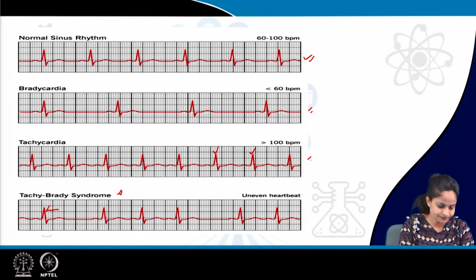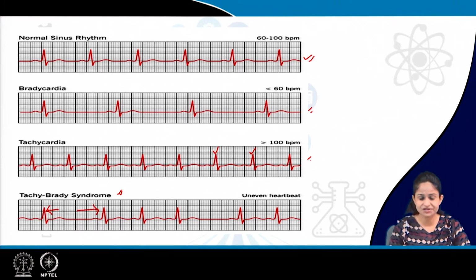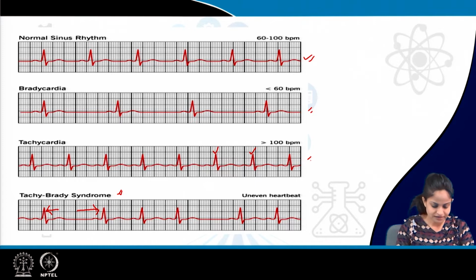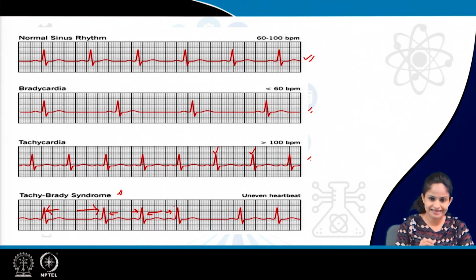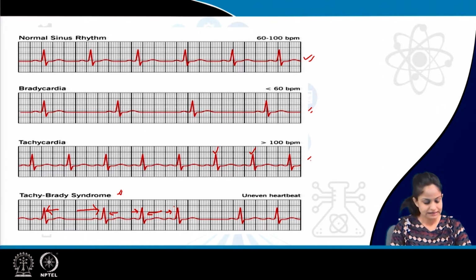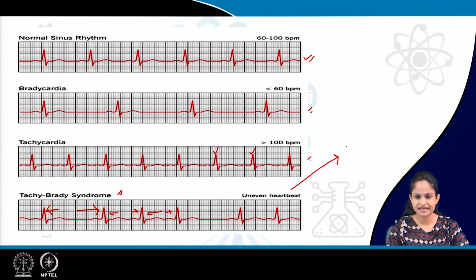Here we can see the RR interval is prolonged, or lengthened, which means bradycardia is going on. But suddenly we see shortening of the RR interval, and shortening of the RR interval means the heart rate is increased. So, in the same ECG we are getting bradycardia as well as tachycardia. This is known as tachy-brady syndrome or sick sinus syndrome.